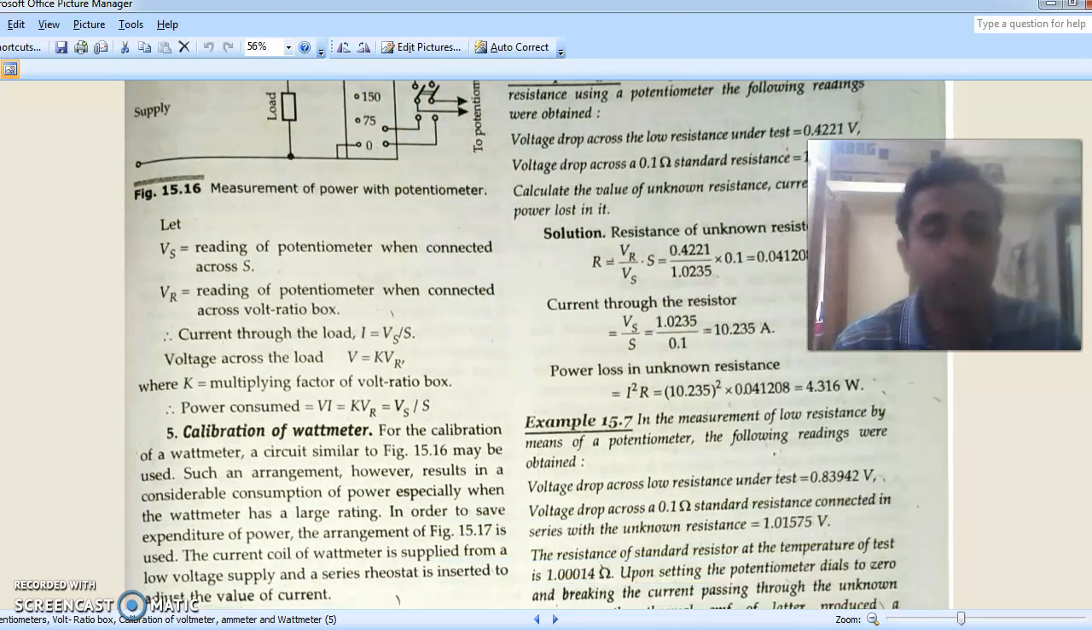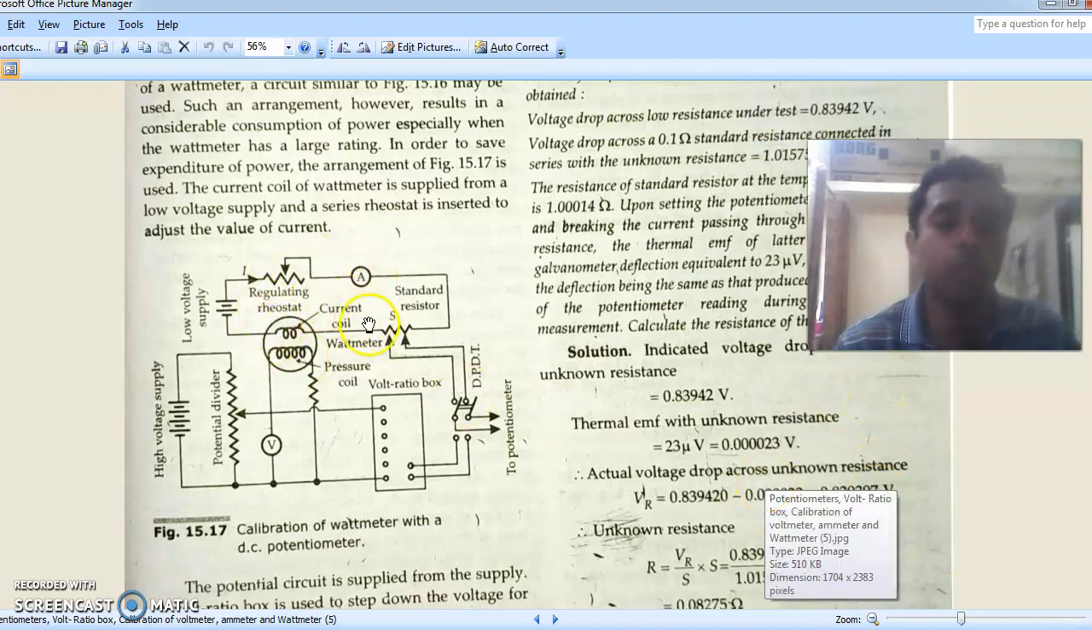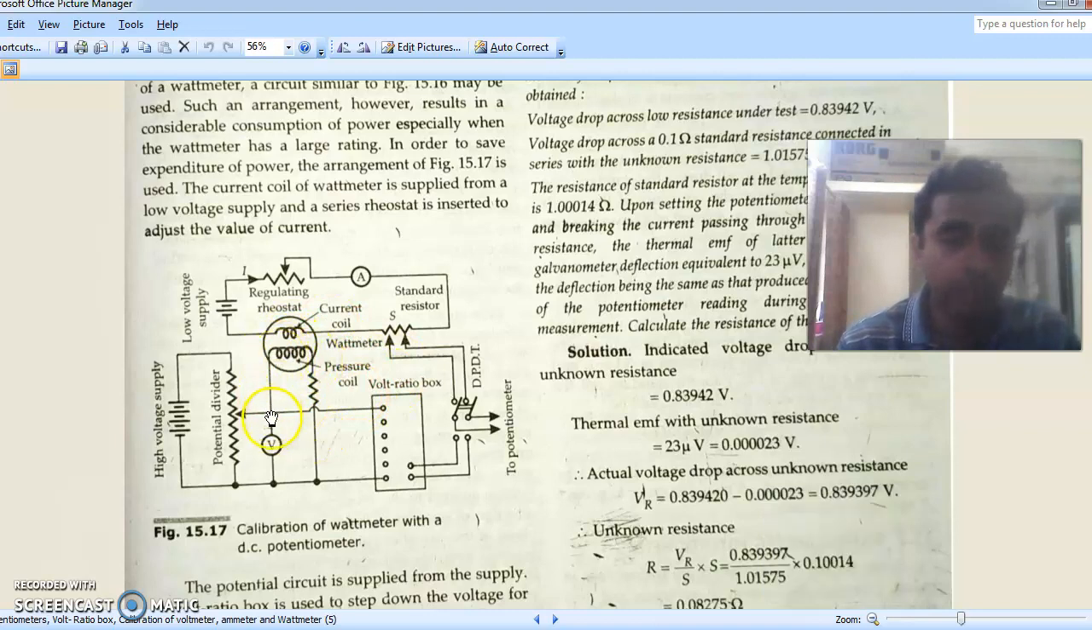Instead, we prefer phantom loading. I hope you all know what phantom loading is. That is fictitious loading. The meter thinks that it has the actual load, but that is not the case. The pressure coil of the wattmeter will be supplied with the actual voltage from the source. So the two ends of this pressure coil are connected across the actual supply voltage. This is the high voltage supply, so the pressure coil will have its normal standard voltage taken from the high voltage supply.